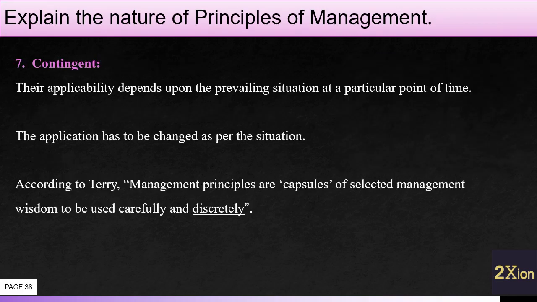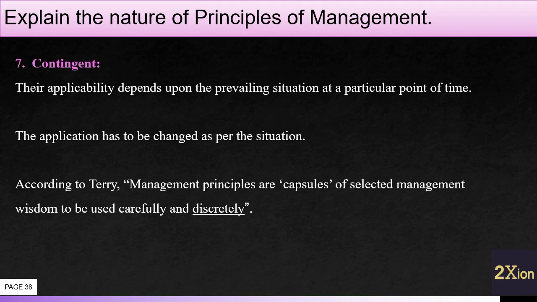Principles of management are contingent. Their applicability depends upon the prevailing situation at a particular point of time. इसका मतलब ये हुआ कि जरूरी नहीं है हर स्थिति में ये काम करे. कुछ पे काम कर जाता है, कुछ पे नहीं. जैसे पहले बच्चे शैतानी करते थे तो उनको हम मार के ठीक कर देते थे, लेकिन क्या आजकल हम ऐसे कर सकते हैं? बच्चों को छू भी सकते हैं? The application has to be changed as per situation. तो ये जिस तरह से हम मैनेजमेंट प्रिंसिपल्स को हम यूज कर रहे हैं किसी सिचुएशन में, उसको हमें बदलना पड़ता है सिचुएशन के अनुसार.